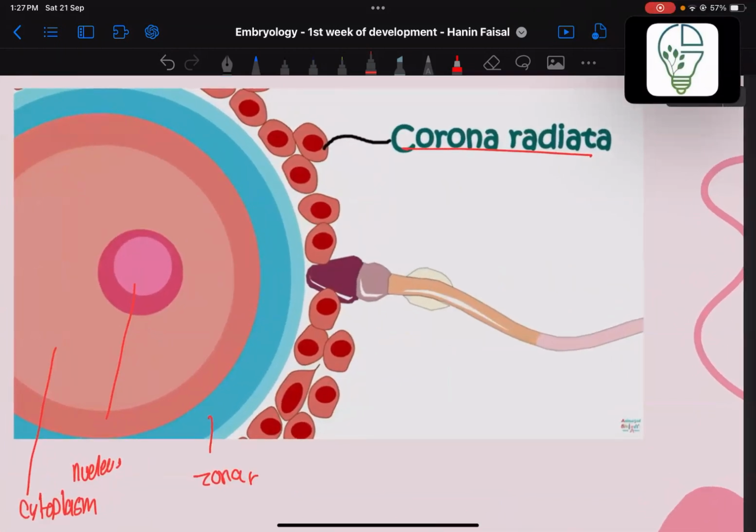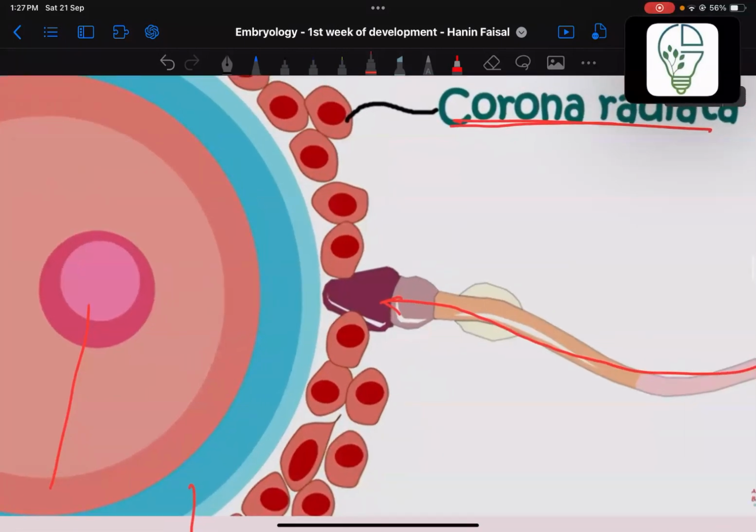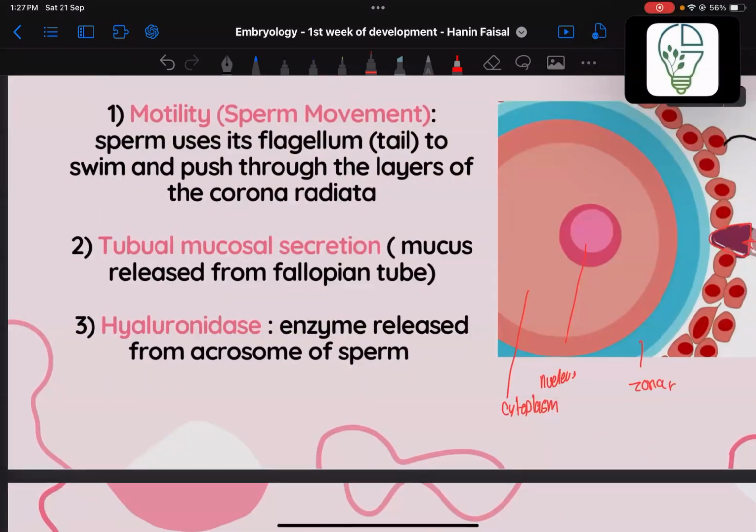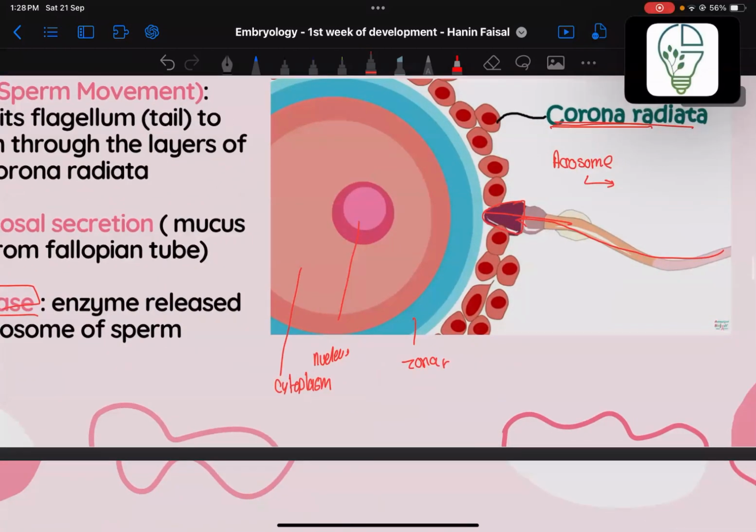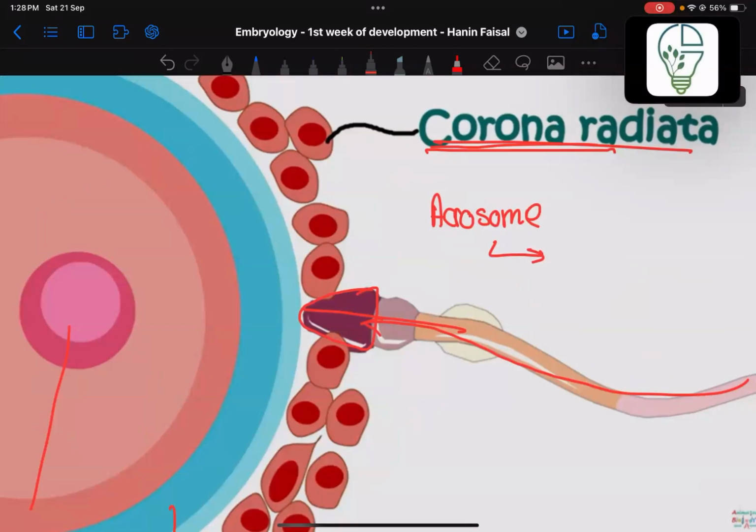Okay, how will the sperm penetrate this corona radiata? We said there's a really important structure found in the head of the sperm that releases enzymes. What was this structure called? Acrosome, exactly. This acrosome will release an enzyme which is called hyaluronidase. And this hyaluronidase helps the sperm to penetrate this corona radiata. So the first thing you have to know in the penetration of the corona radiata is the release of the hyaluronidase enzyme from the acrosome.